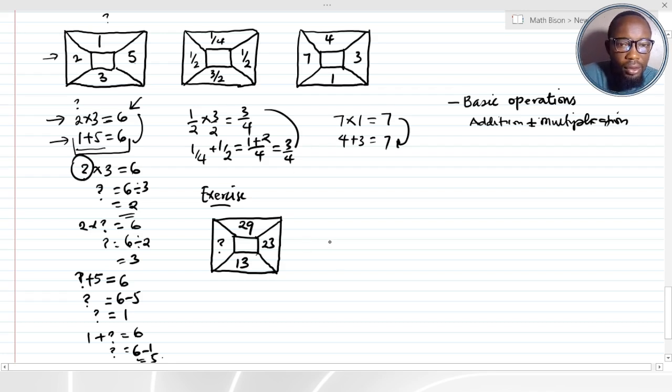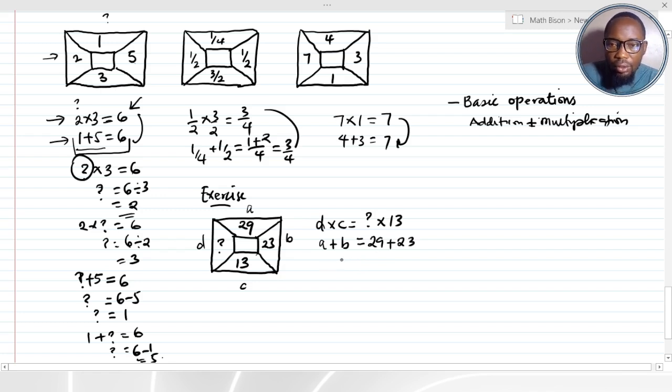Now let's go. So here we have parts A, B, C, D. From the sample that we have solved, we know that we are always going to multiply the part D and C. In this case, it is the question mark, which is the number missing, and 13. And we are always going to add the part A and B. In this case, it's going to be 29 plus 23.